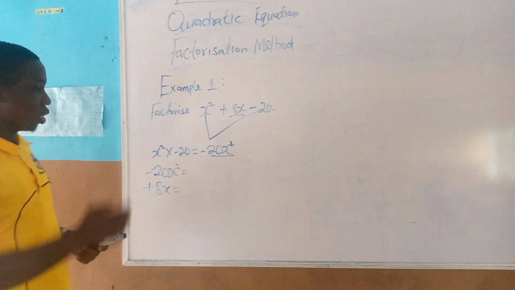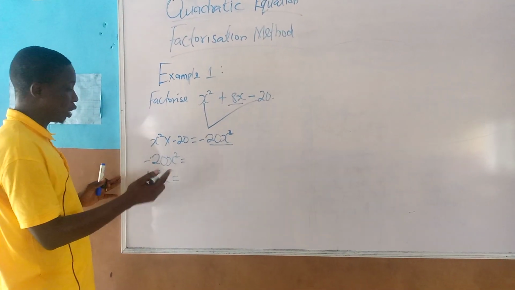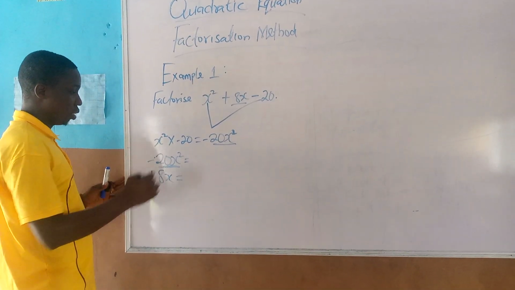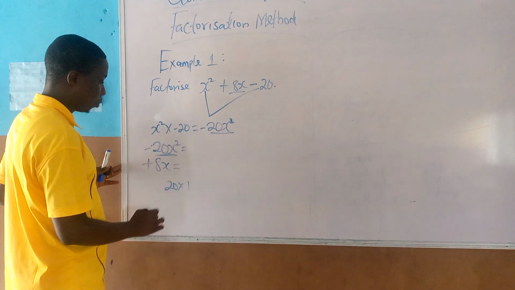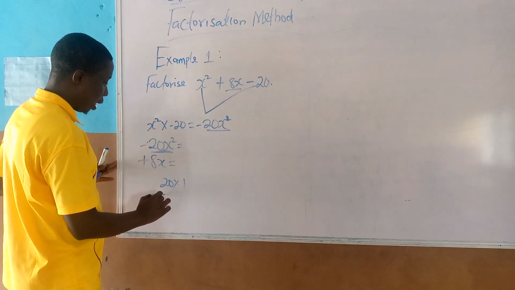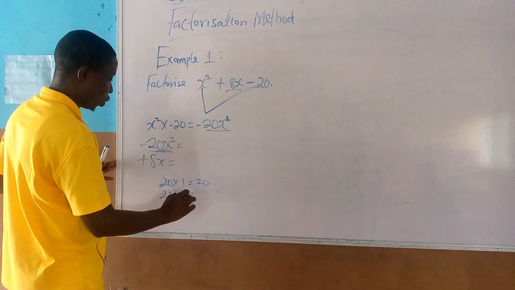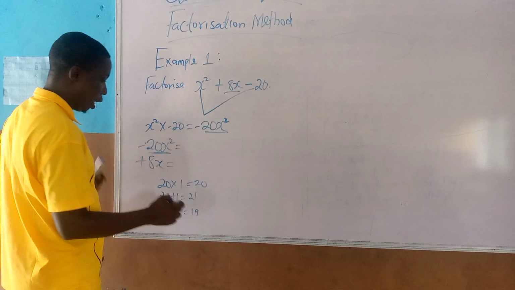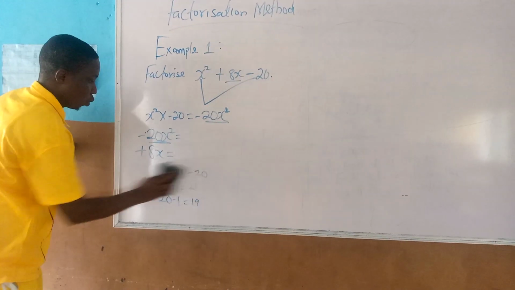So what are the factors? How do we get these factors? We look for two numbers that, when multiplied, will give us 20. So let's look at numbers that can give us 20. We have 20 times 1, which gives us 20. But 20 plus 1 is 21, and 20 minus 1 is 19. So 20 times 1 is not the factor pair. We'll take this one out.